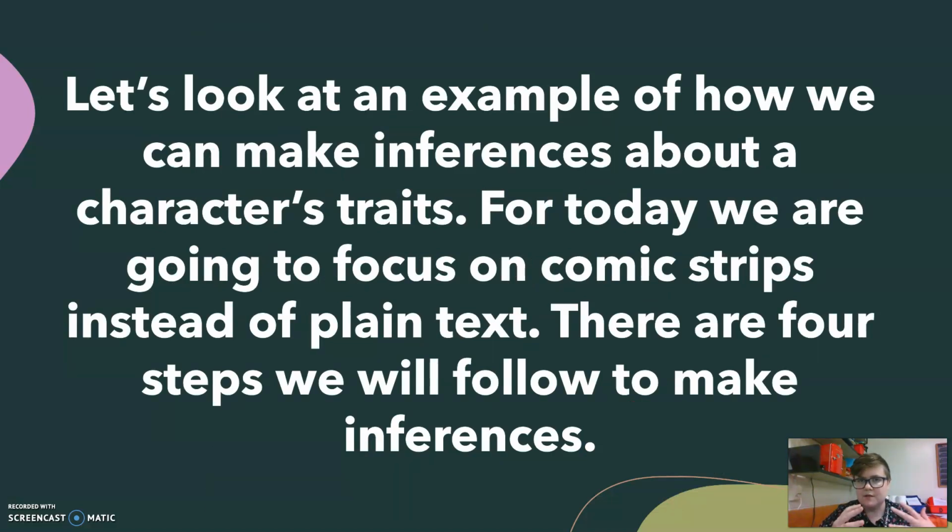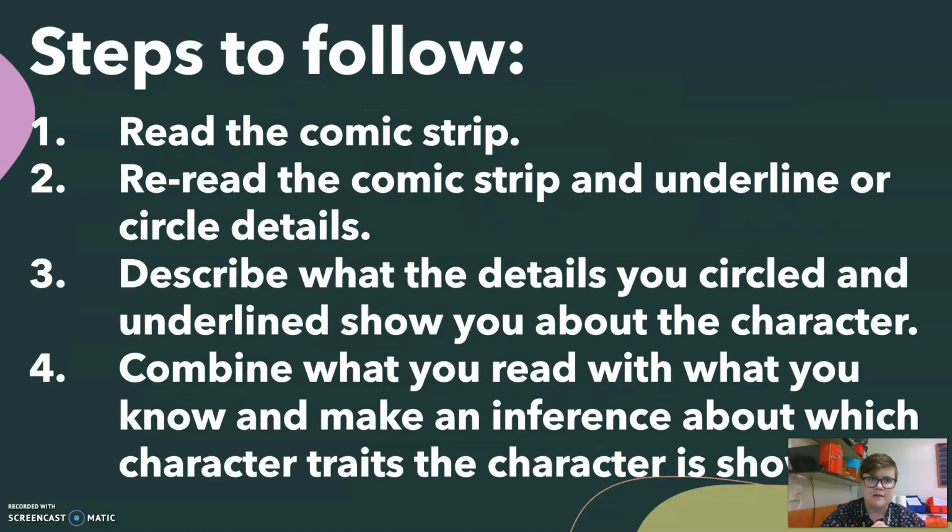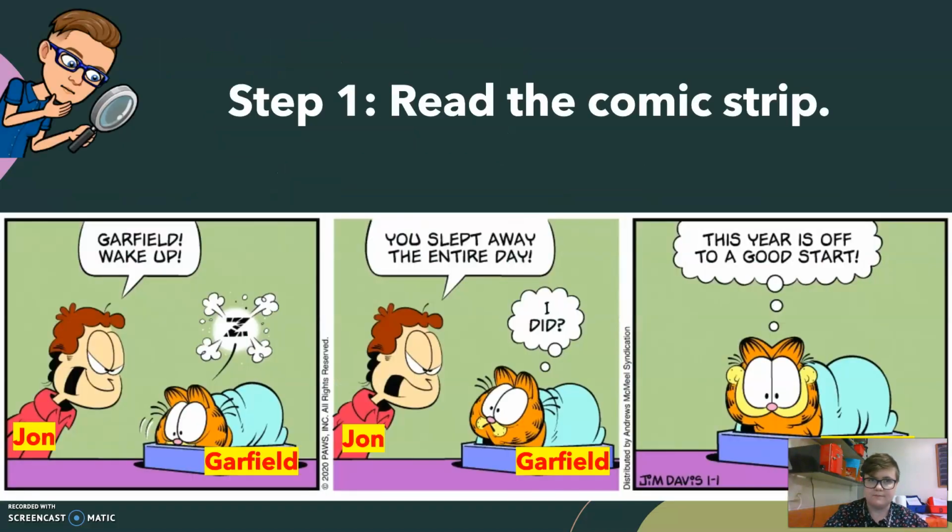So, let's look at an example of how we can make inferences about a character's traits. For today, we're going to focus on comic strips instead of plain text, and there are 4 steps we will follow in order to make inferences. Steps are, 1, read the comic strip. We're using comic strips. 2, reread the comic strip and underline or circle details. 3, describe what the details you circled and underlined show you about the character. And 4, combine what you read with what you know in order to make an inference about which character traits the character is showing. For instance, we have this first comic strip here.